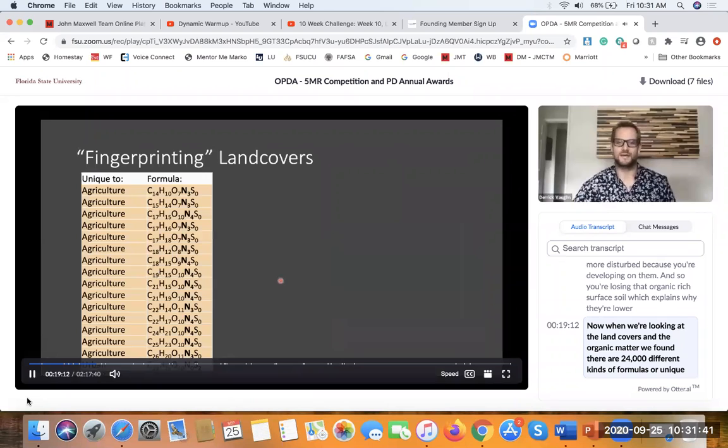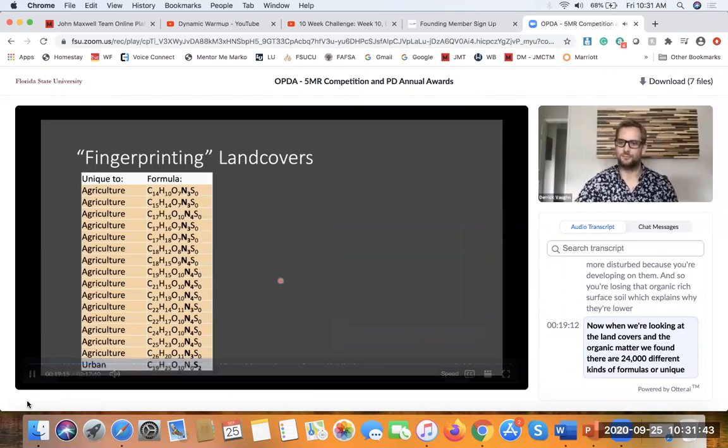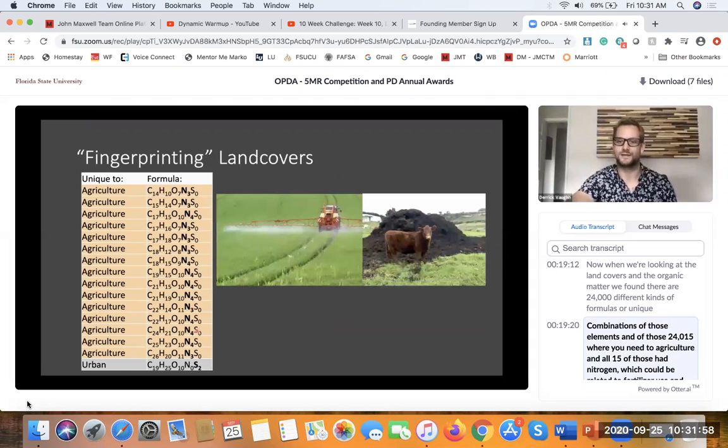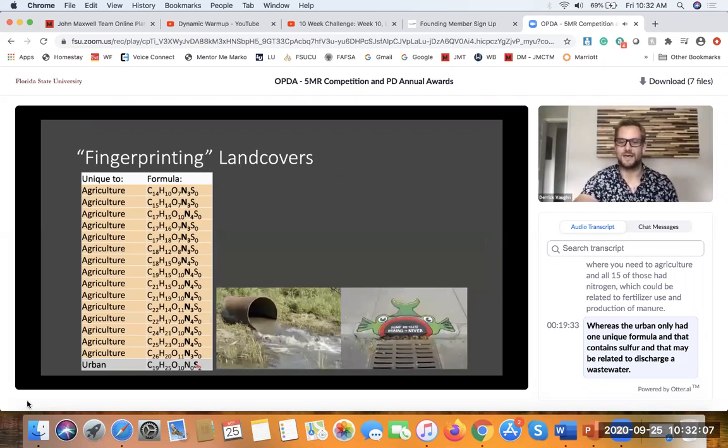Now, when we're looking at the land covers and the organic matter, we found there are 24,000 different kinds of formulas, or unique combinations of those elements. And of those 24,000, 15 were unique to agriculture, and all 15 of those had nitrogen, which could be related to fertilizer use and production of manure, whereas the urban only had one unique formula, and that contained sulfur, and that may be related to discharge of wastewater.